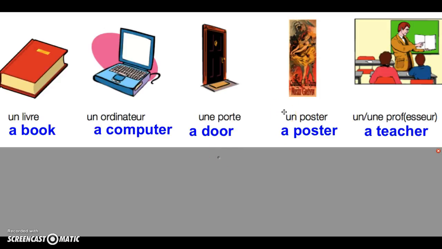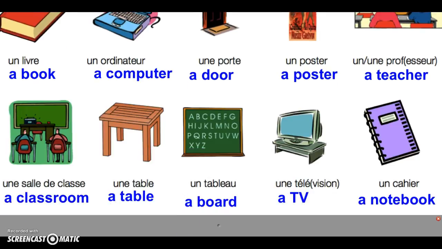Un poster, which is a poster. Shocking. And then un or une professeur, more commonly abbreviated to just un or une prof, which is a teacher. We tend to use this word a little bit more just for college professors, but over there, un or une prof can be used for a teacher of any grade. And then we scroll a little bit here to une salle de classe, which is a classroom. Une table, which is a table. Again, another big surprise.